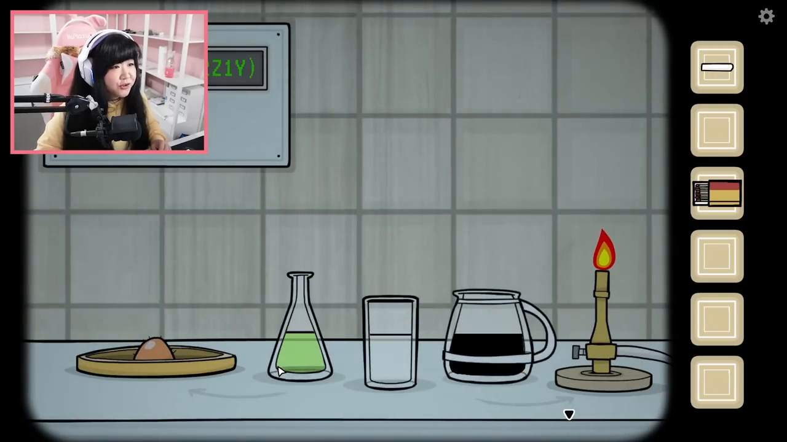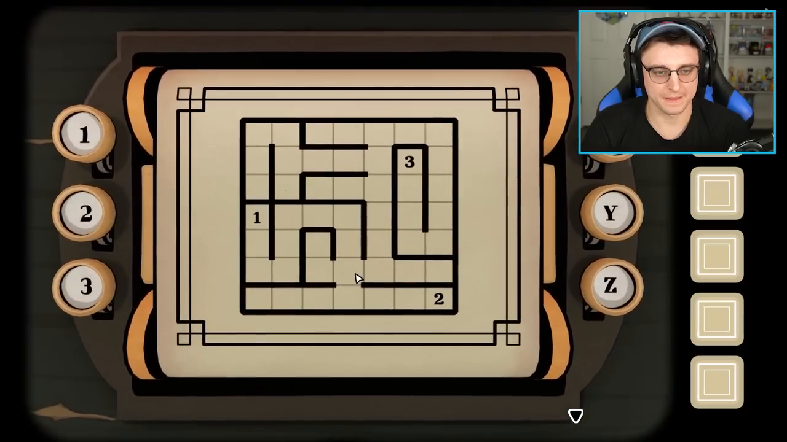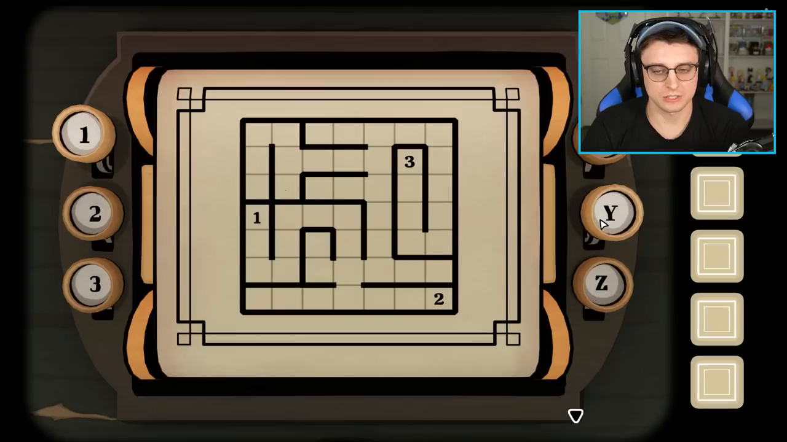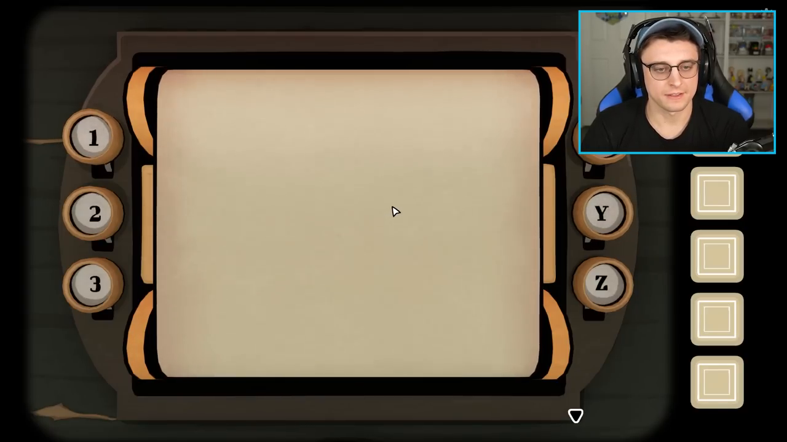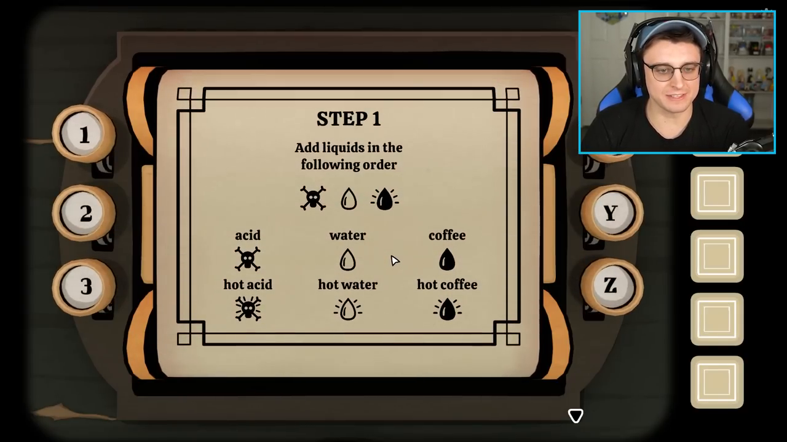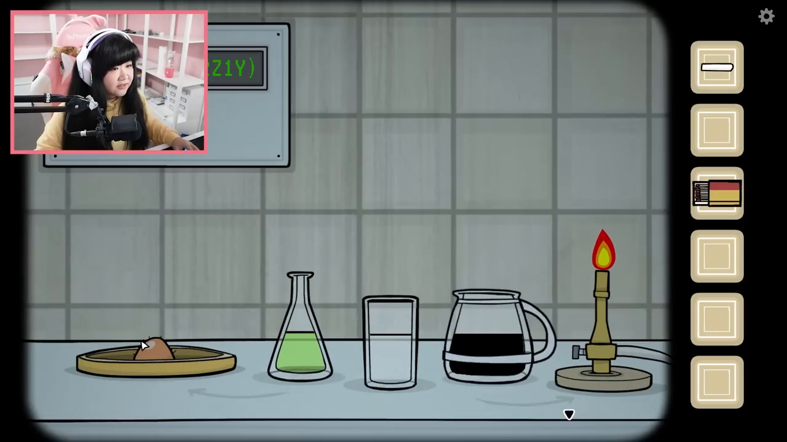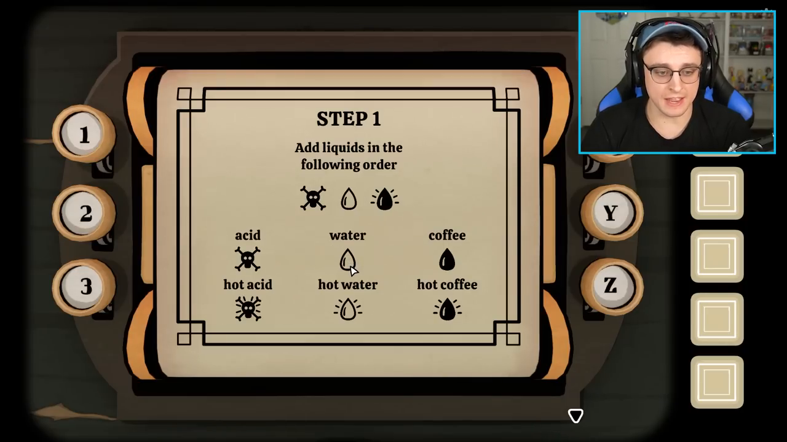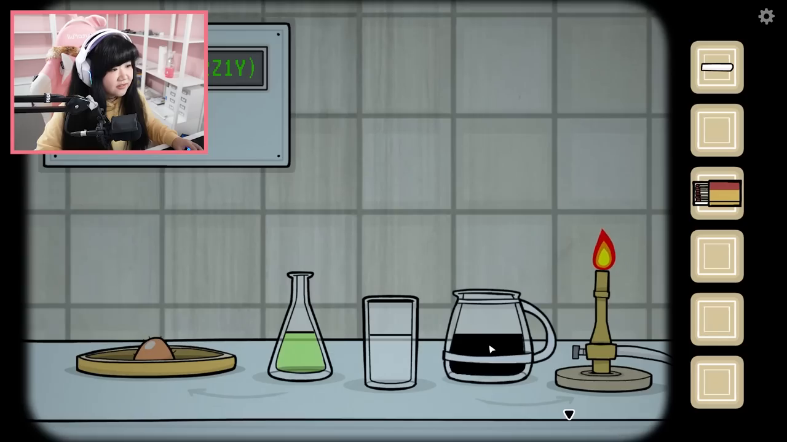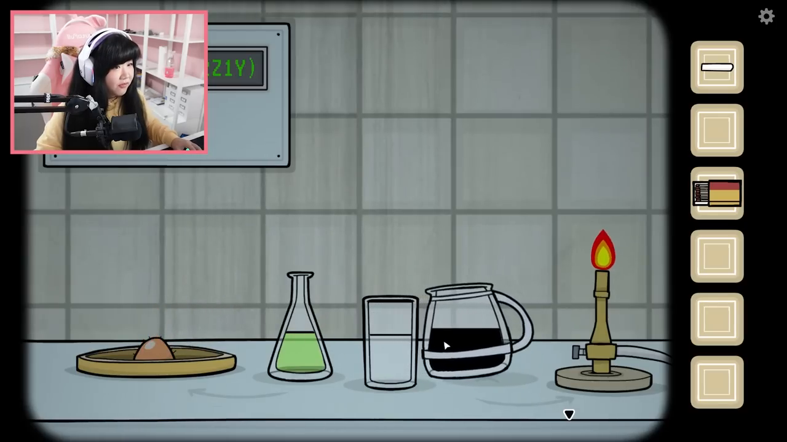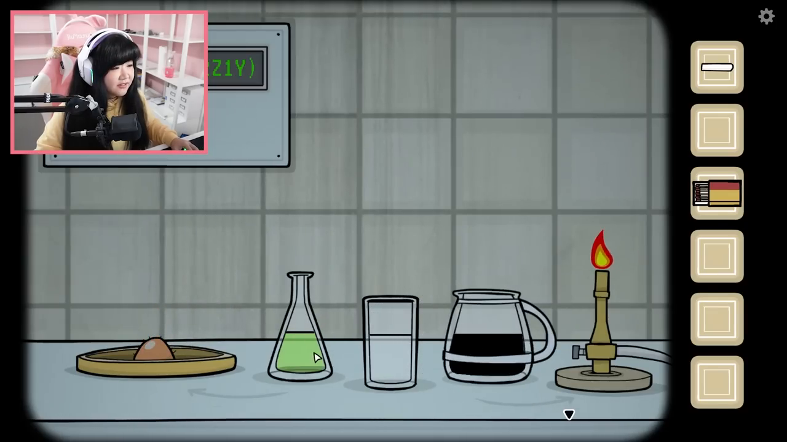Okay, step one. I got a 6-digit code for you. What do you got? 3X, 2Z, 1Y. All right, so I have step one. Add liquids in the following order. Acid, which is the skull and bones. And then water, which is an unfilled drop with no bling. And then hot coffee, which is a filled in drop with bling.